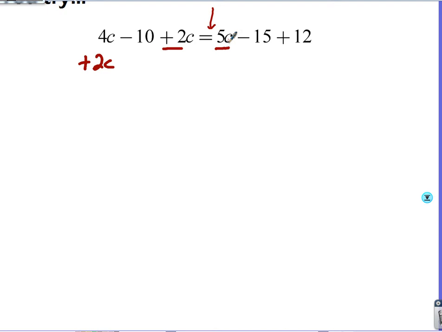5C. Notice where the equal sign is. Does move across, and it becomes minus 5C. Mark them out. I've moved all my C's to the same side. I've just stacked them up so I can add them.